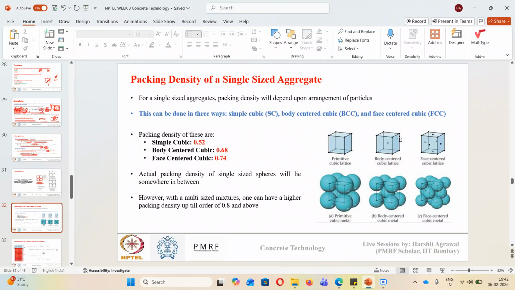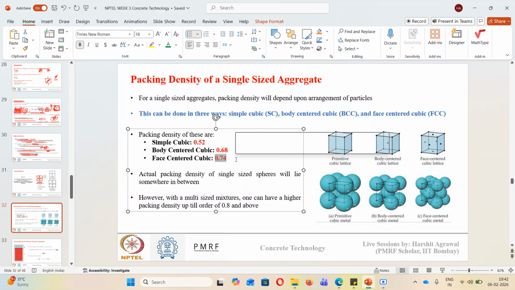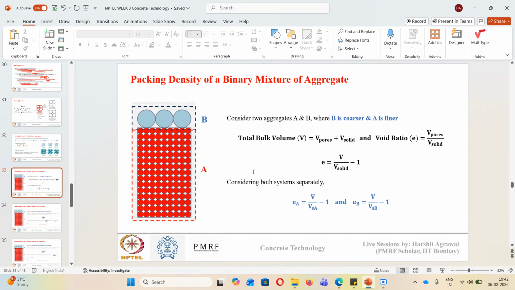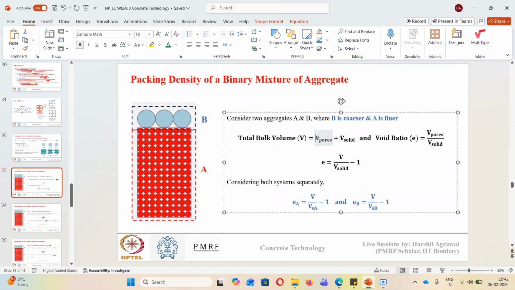So whatever actual packing density we talk about for a single sized particle system, it will lie in this range only, from 0.52 to 0.74. However, if we take a multi-sized aggregate system, we can have a packing density of more than 0.74, more than 0.8 also. How? If you take two aggregates, B is coarser aggregate and A is finer aggregate. Total bulk volume is volume of pores plus volume of solid. So void ratio is volume of pores upon volume of solid.